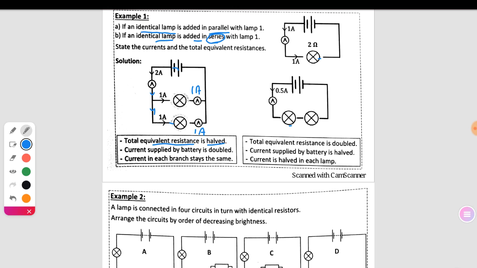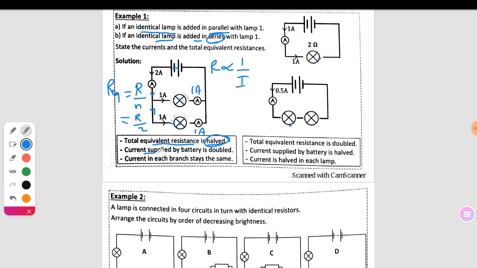Because R equivalent in case of parallel equals R divided by N, where N is the number of resistors. In this case, we have 2 resistors, so R divided by 2. The equivalent resistance is halved because we have 2 resistors. If you have 3 resistors, the equivalent resistance equals R over 3. The current intensity is inversely proportional to the resistance.